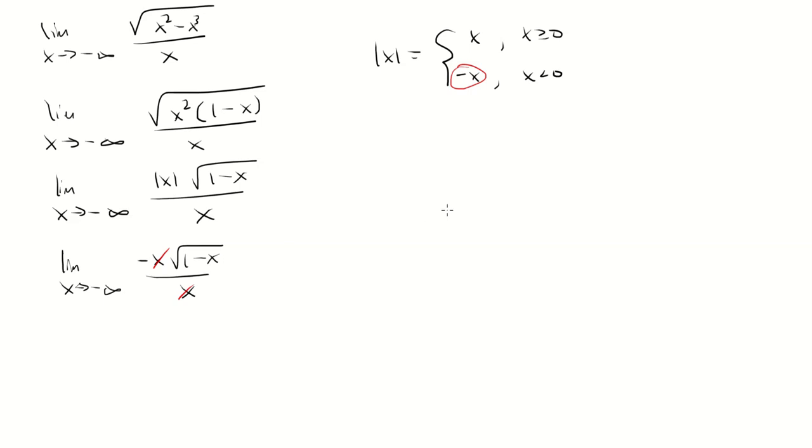So if you look at square root of 1 minus x, in general, it's going to be something like that. But the negative will put it on the bottom, so it's going to be like this. So as x approaches negative infinity, it's going to be going down to negative infinity.